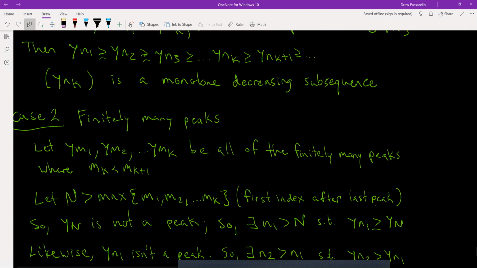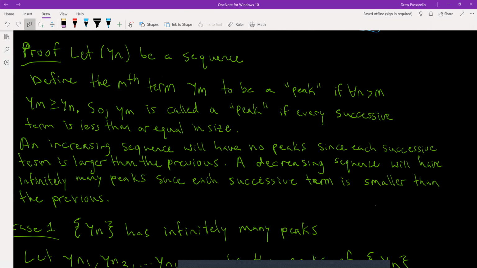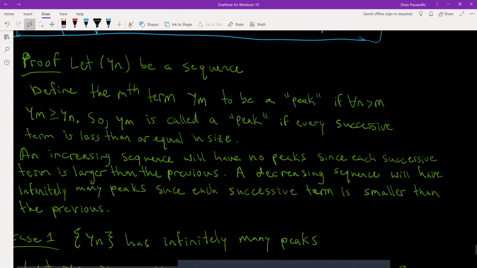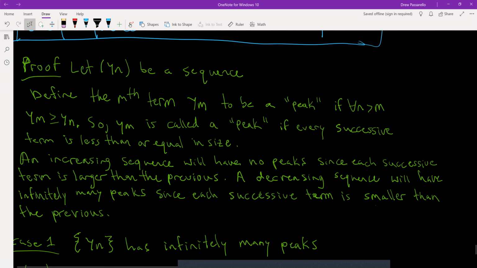Now the actual proof. All right, so proof: you're given a sequence y_n. And again, we're trying to show that every sequence has a monotone subsequence, and we're going to rely on this concept of a peak. So define the mth term y_m to be a peak if for all n bigger than m, we have y_m greater than or equal to y_n. In other words, y_m is called a peak if every successive term is less than or equal in size. All right, that's what we're going to say is a peak.